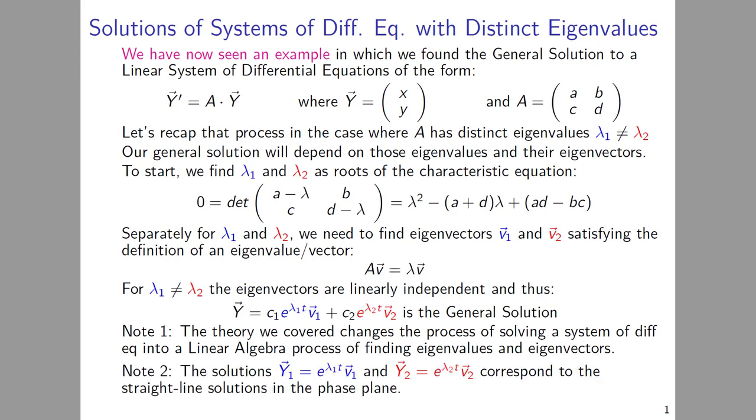Also, the solutions y1 equals e to the lambda 1 t times v1 and y2 equals e to the lambda 2 t times v2 correspond to the straight line solutions that we saw in the phase plane. This observation, remember, is what led us to build the theory in the way we did.